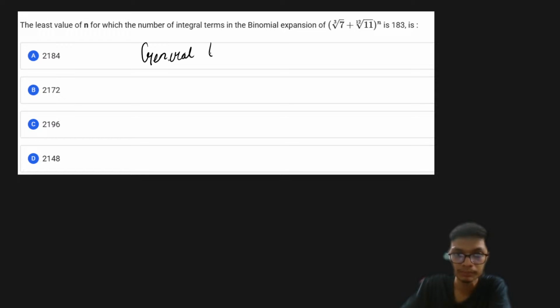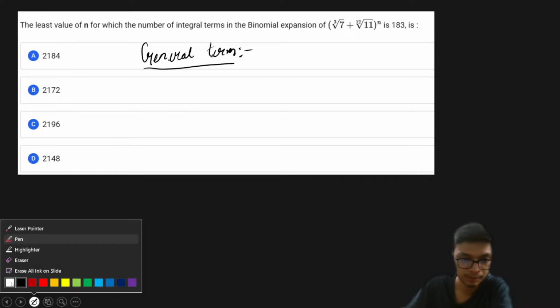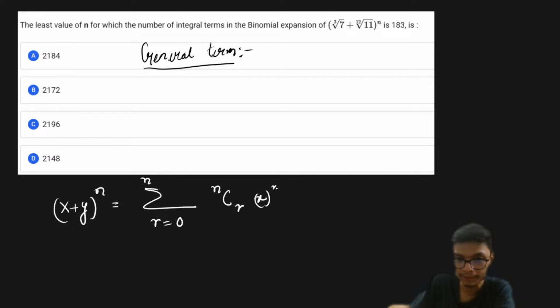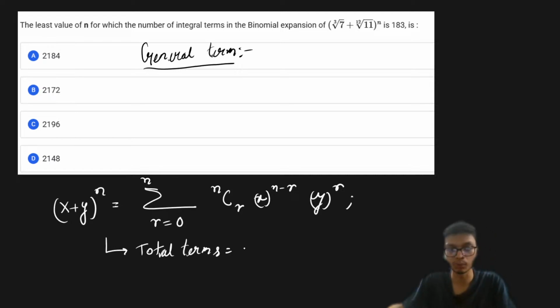Let me tell you quickly that whenever we have a binomial expansion, for example, x plus y to the power n, the binomial expansion formula is given as summation of r going from 0 to n, that is nCr x to the power n minus r y to the power r. That is what the formula says, right? So in this formula, if you look at the total number of terms, the total terms is going to be equal to n plus 1, right? Now, if I have to talk about the general term, the general term is basically like this, right?